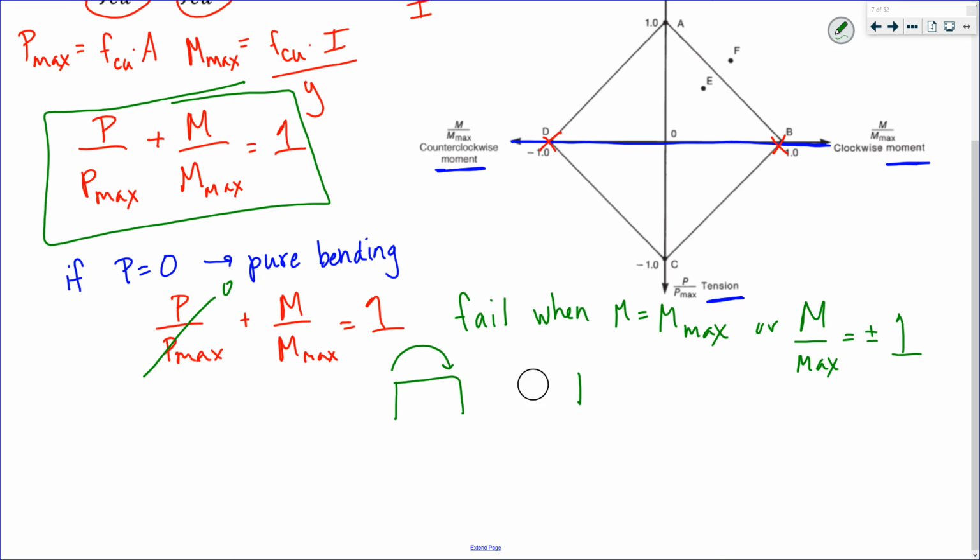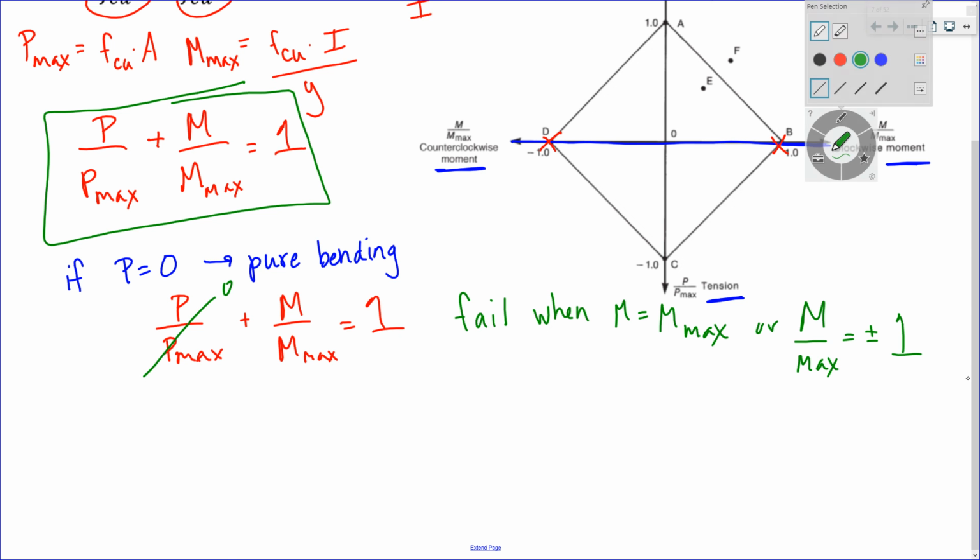Remember, we're talking about a homogeneous thing. So I can apply a load, right? It's fine until, oh, now I've reached my maximum moment. I can apply a moment until I reach my maximum moment, provided I have no axial load.